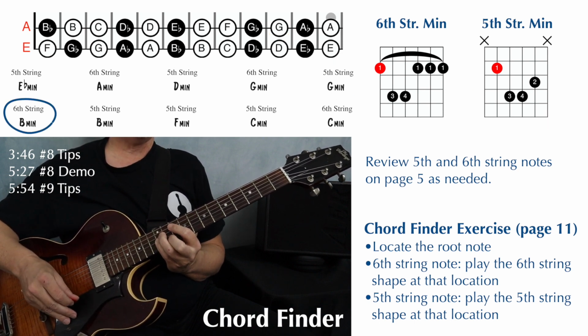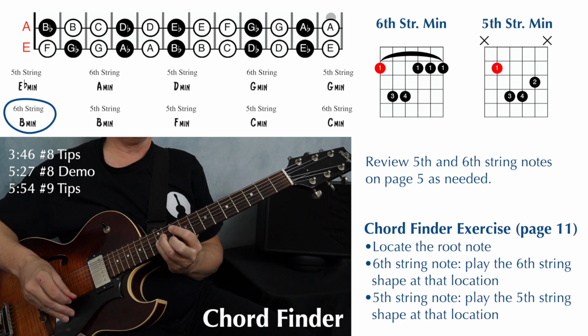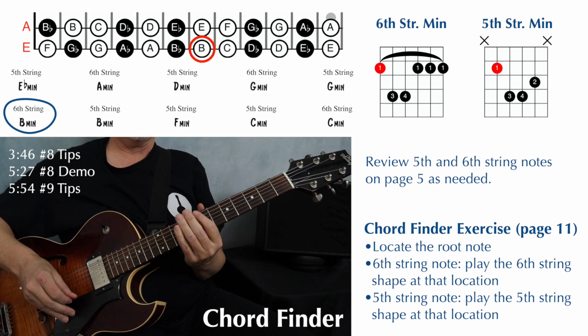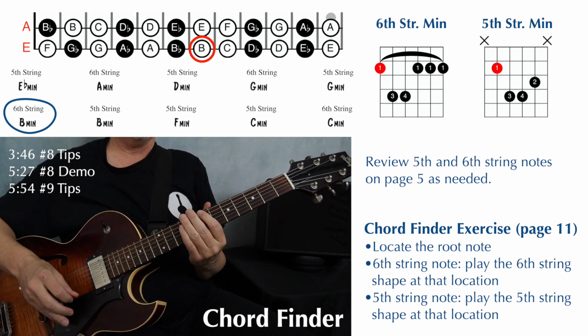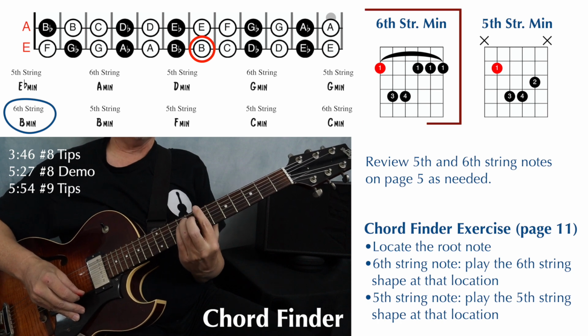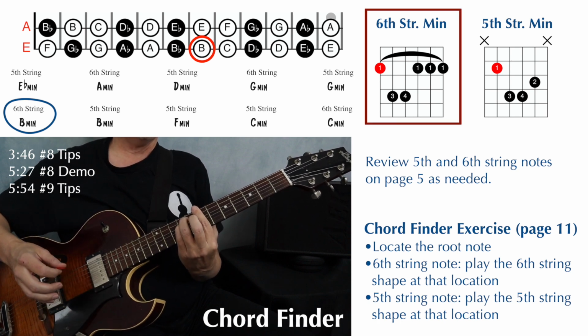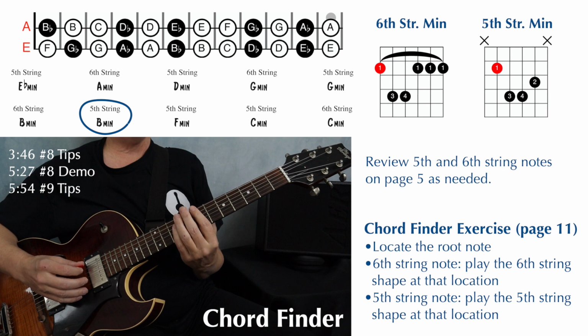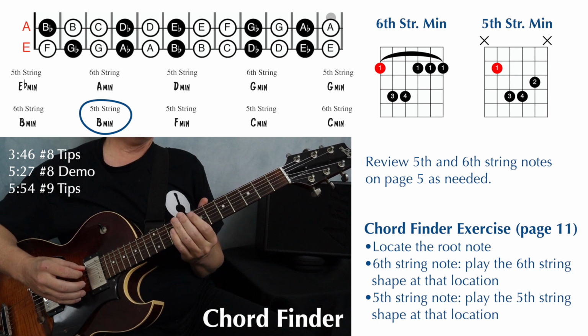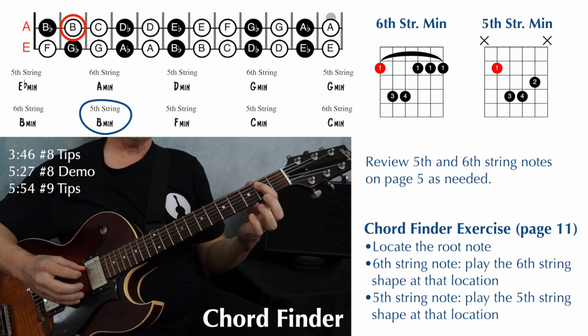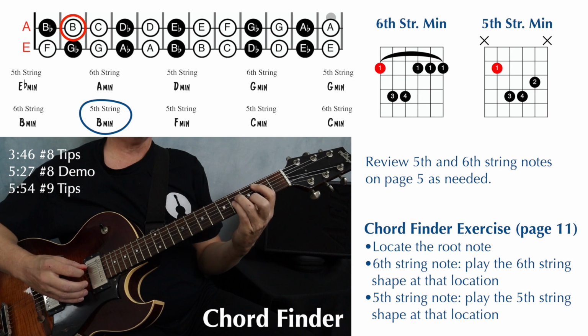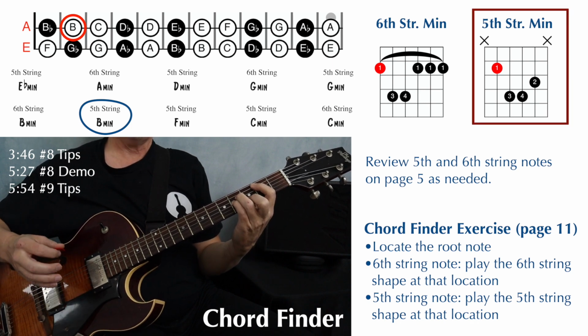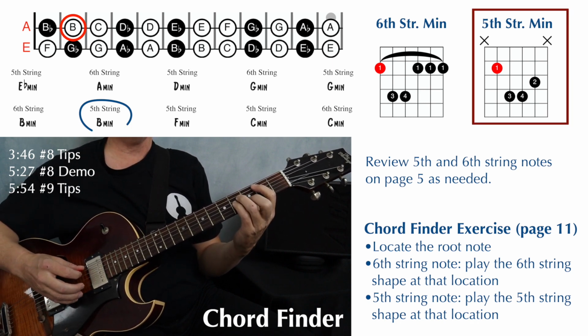Second row we have a B minor on string 6. First find your B on string 6, that's going to be at the 7th fret. Then play your 6th string minor shape. Another B minor, but this one's on the 5th string. So now our root is going to be on the 2nd fret on the 5th string shape. There's our B minor on the 5th string.